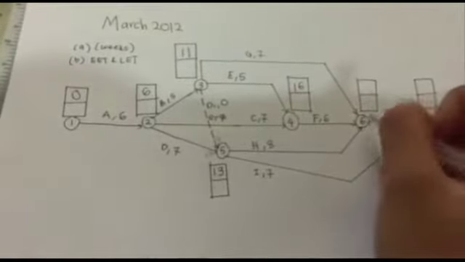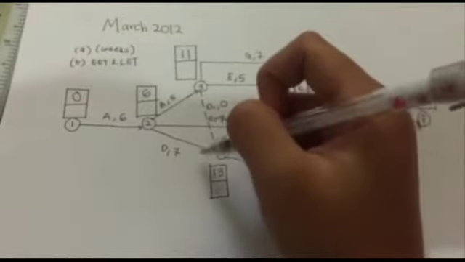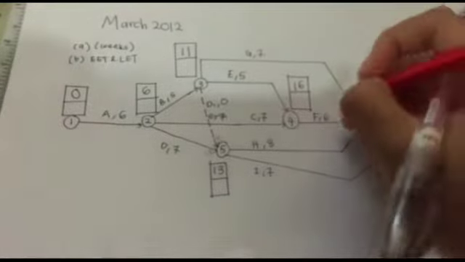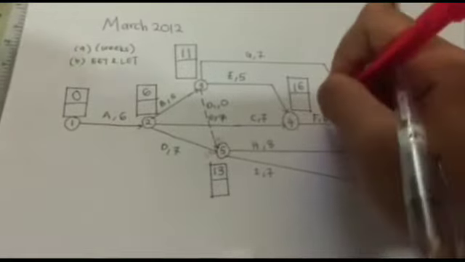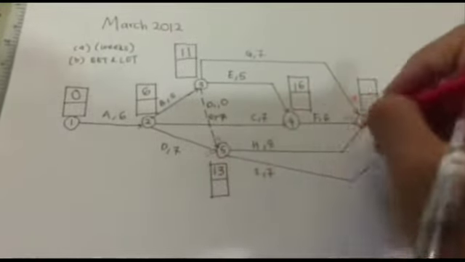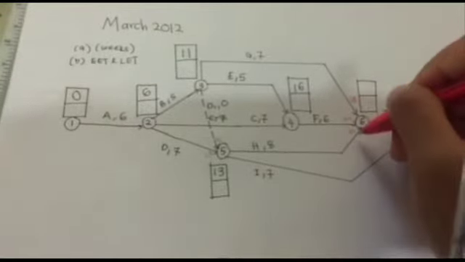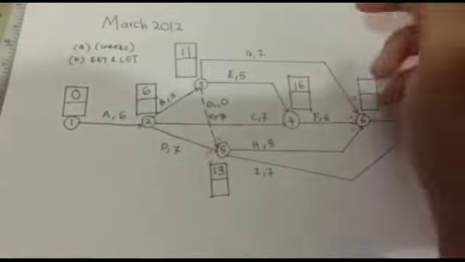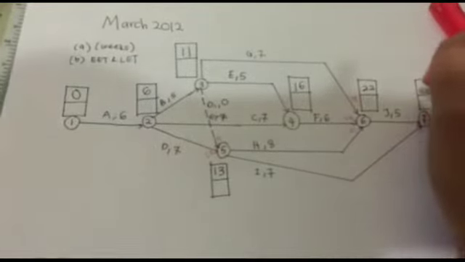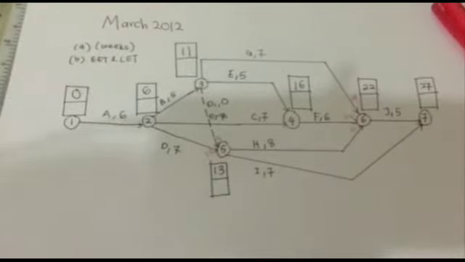Next, for event number 6, there are 3 arrows. So same like this, you add one by one and choose the highest. 11 plus 7, 18. 16 plus 6, 22. 13 plus 8, 21. So between 18, 22 and 21, 22 is the highest. So put down 22 here. 22 plus 5, you will get 27. Okay, that's all for EET.